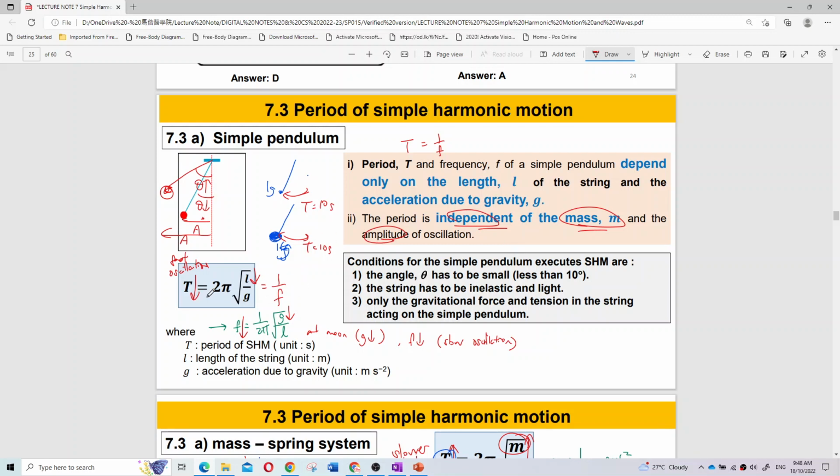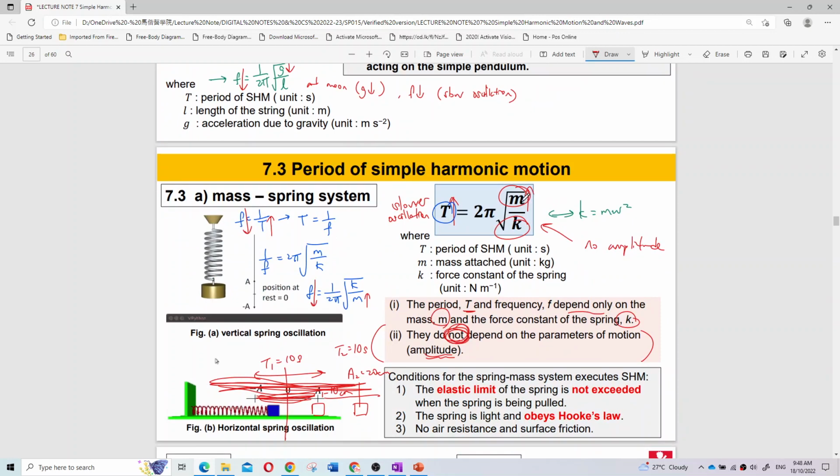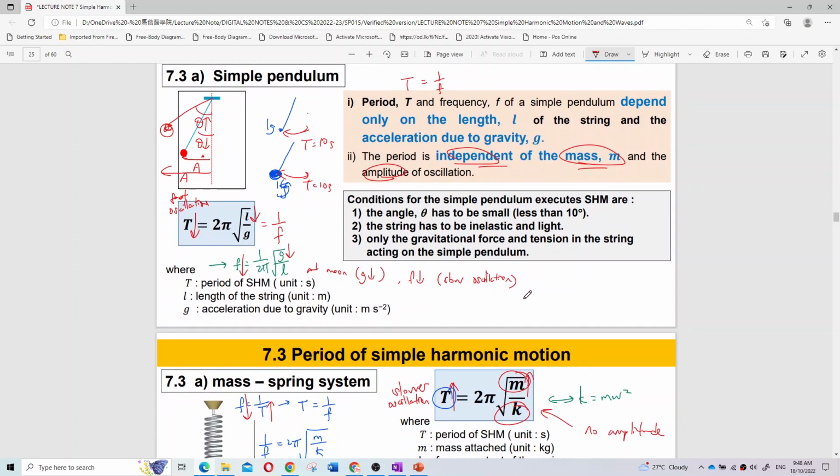Why? Because formula tiada amplitude. Formula tiada mass. Nampak tak? Mass tak ada. Tapi spring mass system ada mass. Spring mass system ada mass. Bagi pendulum, tiada mass. Tiada mass, tiada amplitude. Boleh faham? Condition for simple harmonic motion must be, angle must be small. The string need to be inelastic. And only gravitational force and tension in the string act on the pendulum.